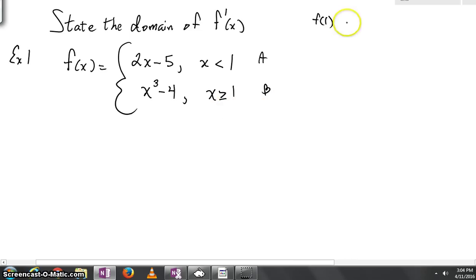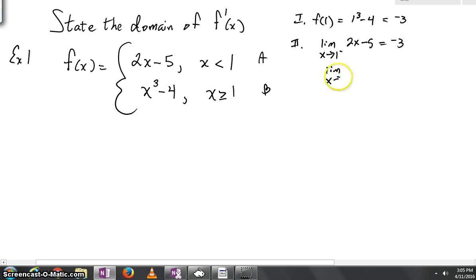And you'd say, well, yeah, f of 1 would be 1 cubed minus 4, and 1 to the third is 1, 1 minus 4 is negative 3. Continuity says your function must be defined at any x location in question. Would our limit exist, do you think? Well, I think the big question is, does the limit as x approaches 1 from the left exist? Because if it's from the left, we have over here, let's see, plug in a 1. 2 times 1 minus 5 would be negative 3.